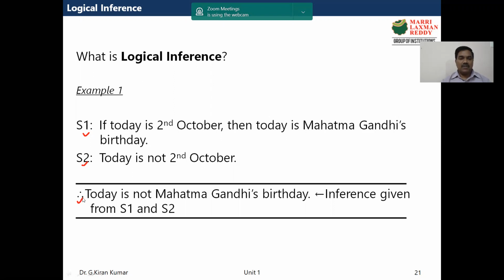Now, based on these two premises, these two statements given to us, there is an argument given below. What is that argument? Therefore, today is not Mahatma Gandhi's birthday. So this statement is an inference drawn from the given data, the given premise statements.